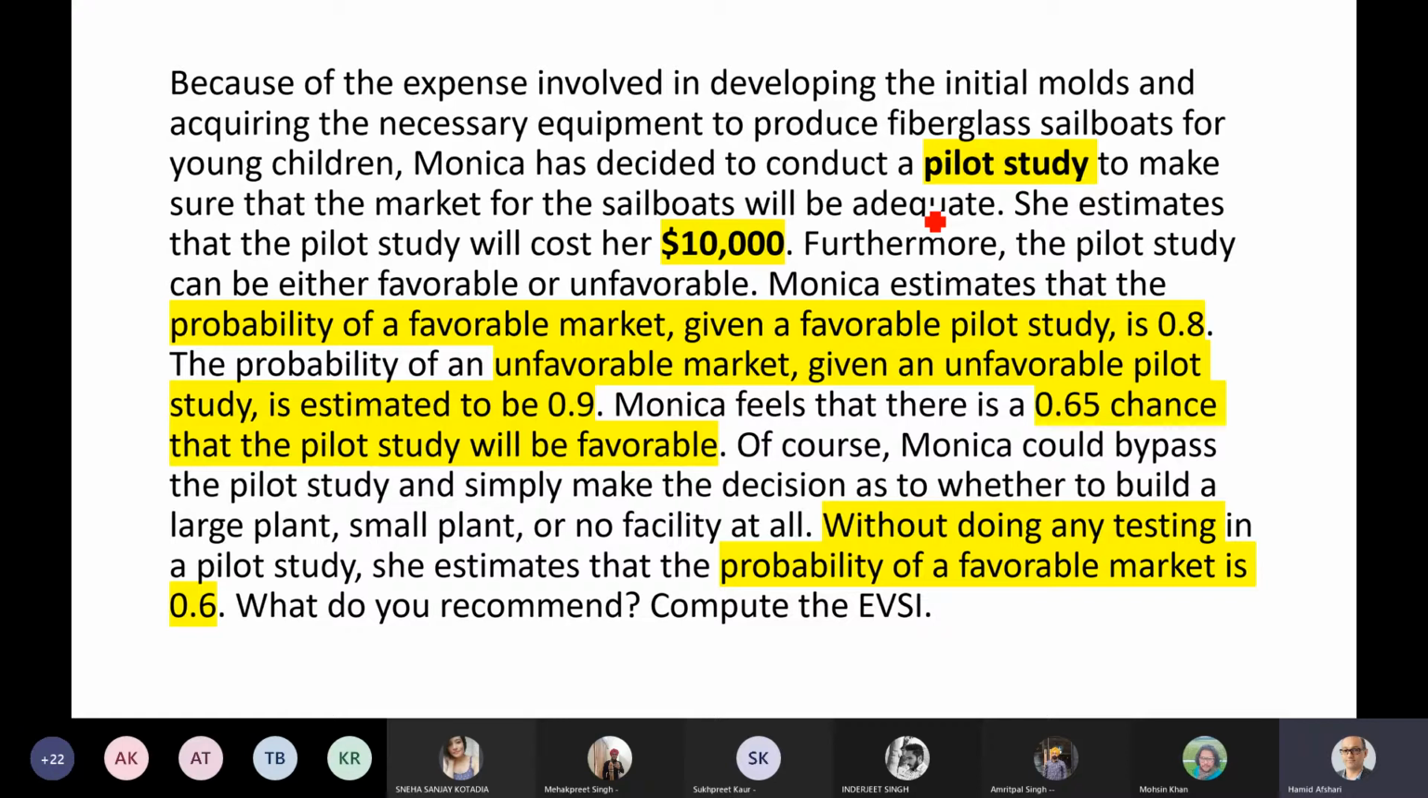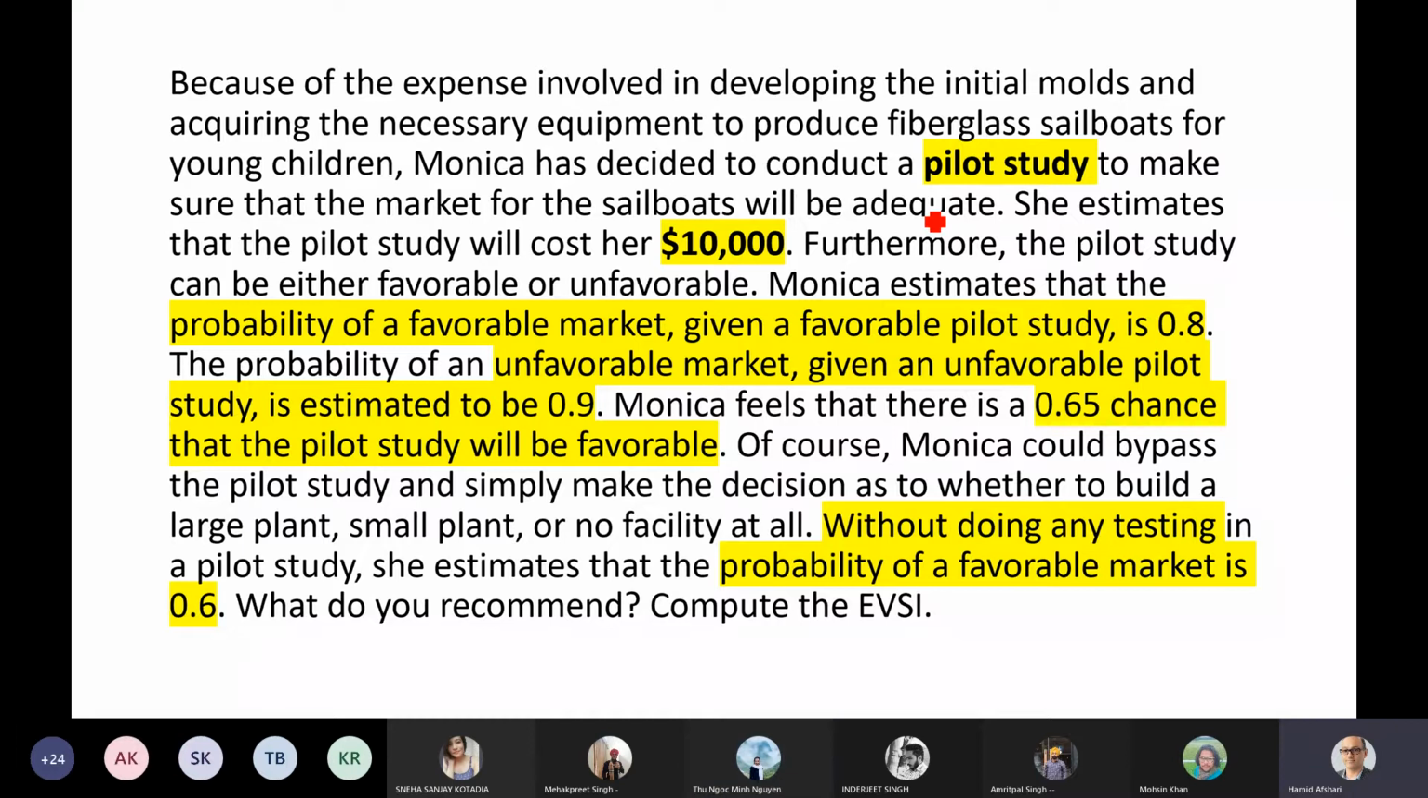Furthermore, the pilot study can be either favorable or unfavorable. Monica estimates that the probability of a favorable market given a favorable pilot study is 0.8, and the probability of an unfavorable market given an unfavorable pilot study is 0.9. Okay, before going further, what do you think about this problem? Are we making one decision or two decisions here? Two decisions, yes.